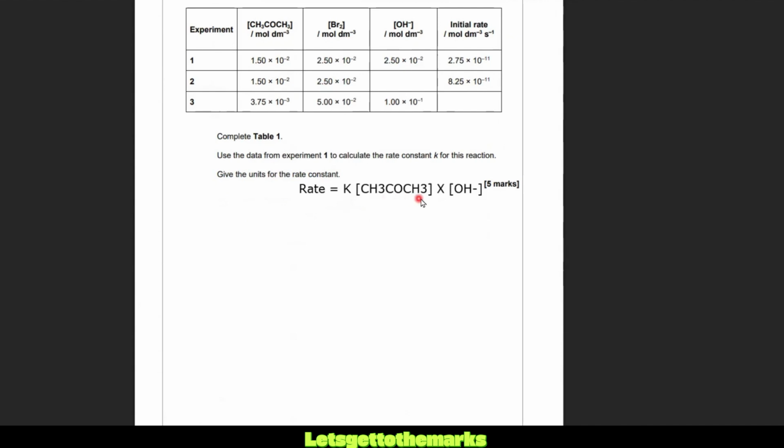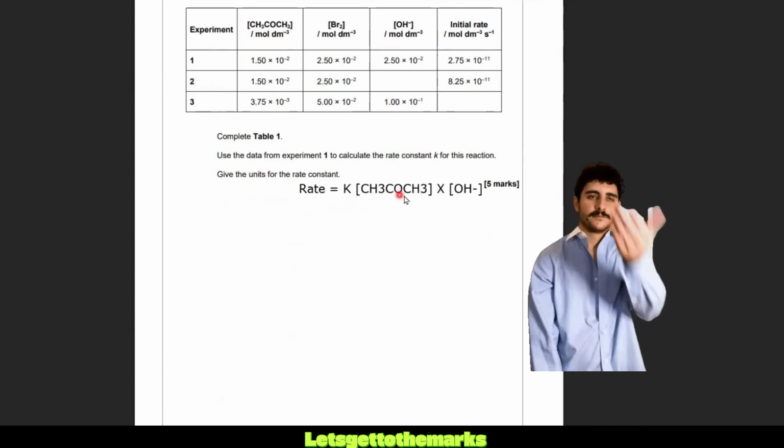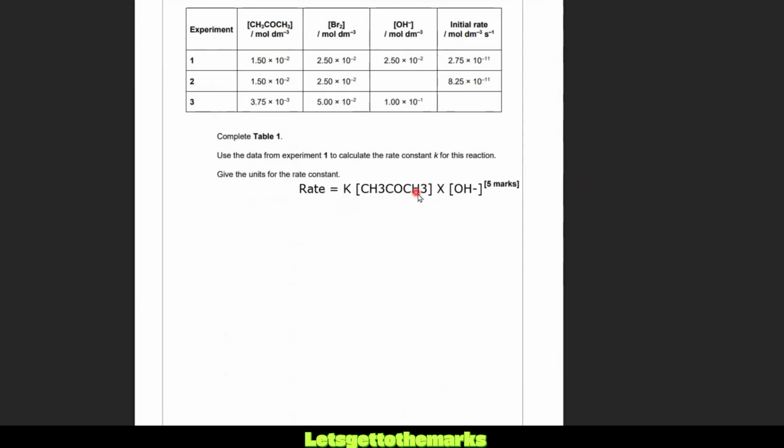So rate equals k times the propanone concentration, not propanoic acid, it's a ketone, propanone, and the hydroxide ion concentration. And we want to find k. So what do we want to do here? We want to rearrange this. This is where you get to practice your rearranging skills. In order to isolate k, we're going to divide the rate by the propanone times the hydroxide. So we're going to go rate over that, and that rearranges to give k.